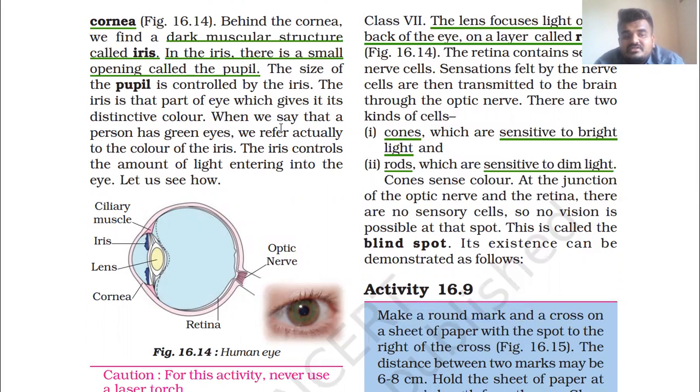The iris controls the amount of light entering the eye. You may observe that whenever somebody shines a bright light into your eyes, your eyes close. And if you are watching something in a dark room, let's take that example, then your eyes will be fully open. So that's the reason the iris controls the amount of light entering the eyes. Let us see how.